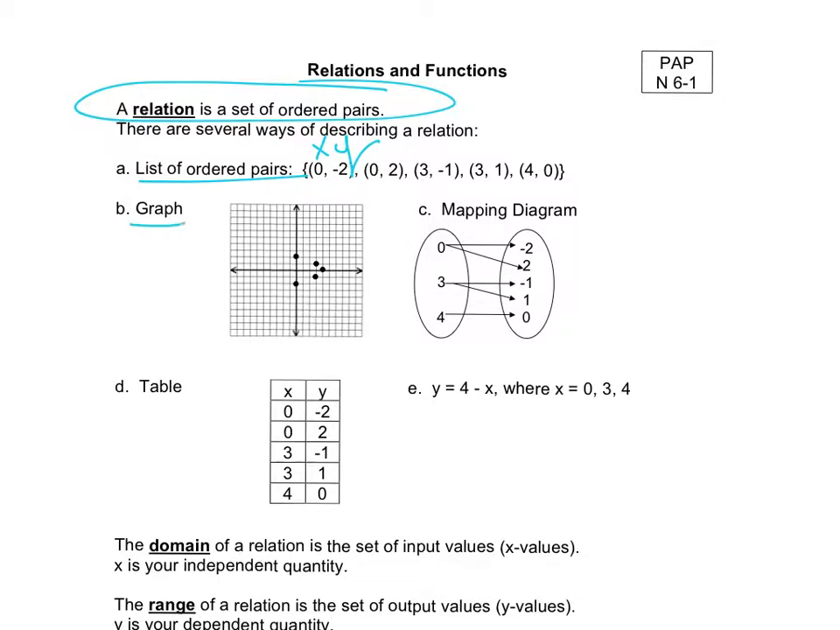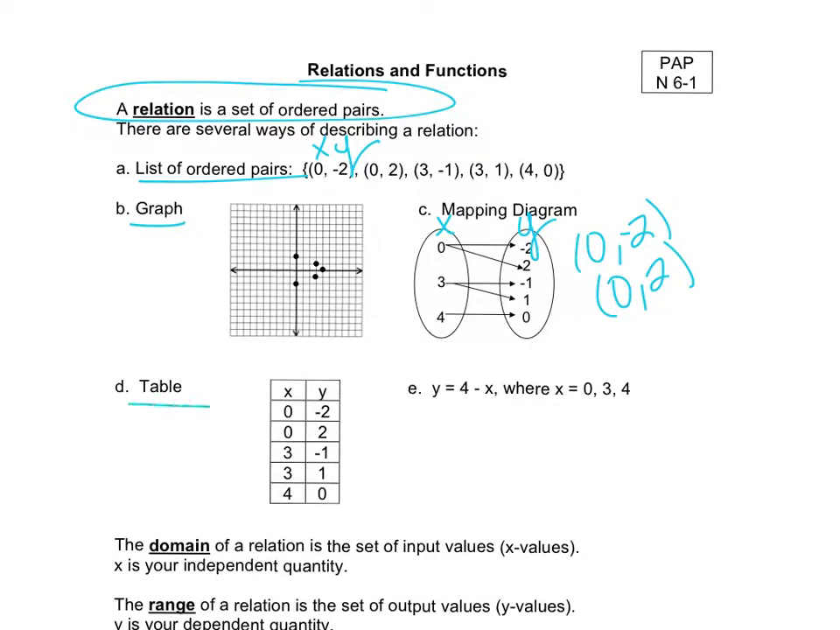You can have a graph. So you're given some points on the graph and you can easily write those as ordered pairs. Mapping. The first bubble will represent X, and then the second bubble will represent your Y values. And then you can change those to ordered pairs as well. So it would be 0, -2, 0, 2, and then you could keep going.